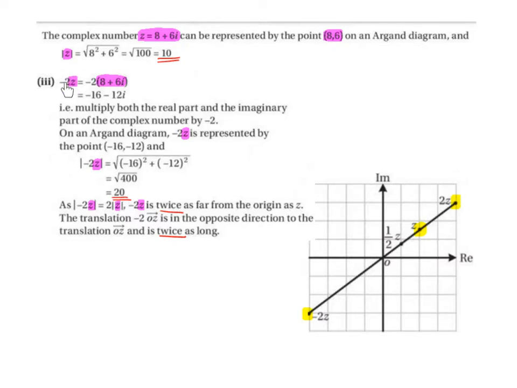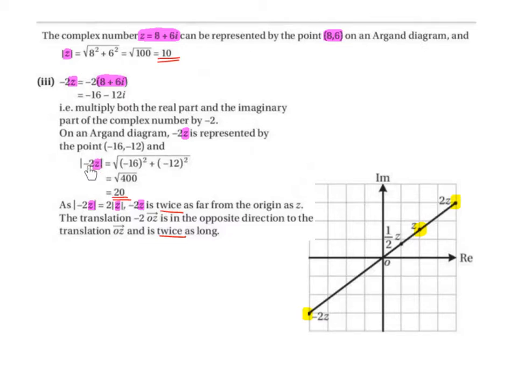Now let's have a look at minus 2z. So minus 2z is minus 2 times 8 plus 6i, which is minus 16 minus 12i, i.e. multiply both the real part and the imaginary part of the complex number by minus 2. On an Argand diagram, minus 2z is represented by the point minus 16, minus 12. So here we have the point minus 2z. So notice that this is the origin and this is positive 2z. So they're in the same line, just on the opposite side of the origin.